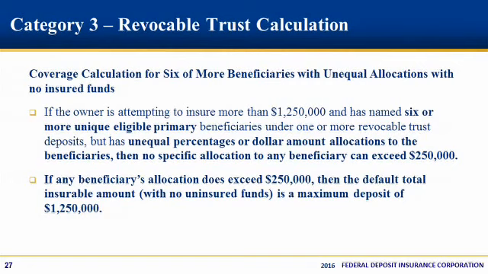We will now analyze examples where the owners have named 6 or more beneficiaries with unequal interest and where they are attempting to insure more than $1,250,000. So let's begin by looking at the rule.